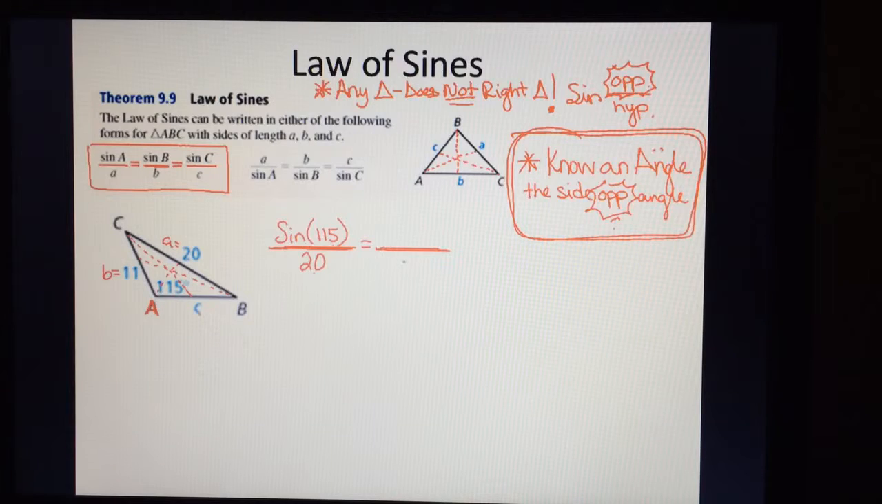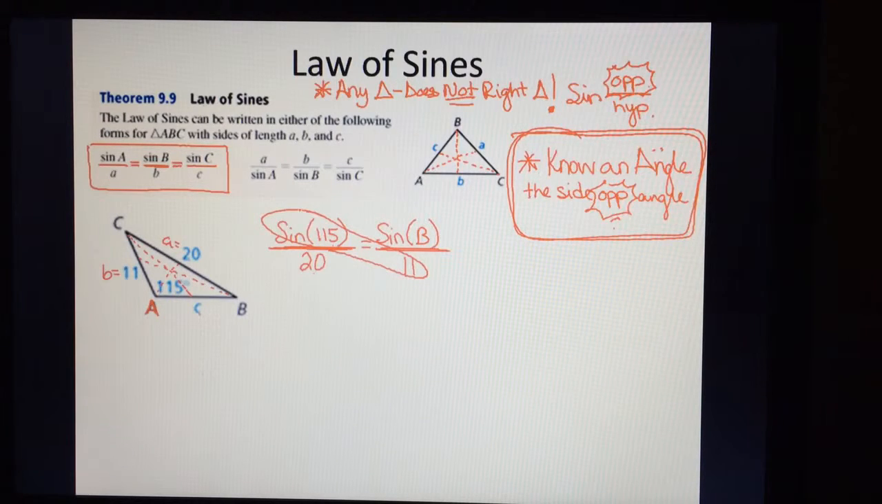Sides go on the denominator. That's side b, and so on the numerator, I'm going to write sine of angle B. But I do not know angle B. That is my variable that I'm trying to solve for. So we're going to cross multiply. That's how you solve a proportion.